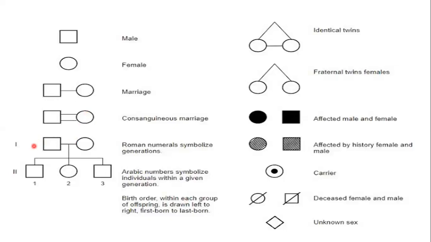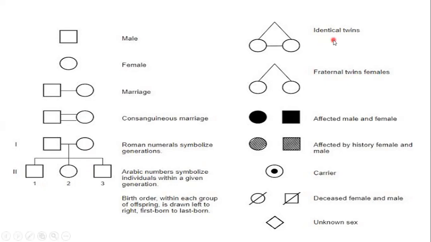Here is a small pedigree showing the parents in the first generation. From the marriage line of the parents, a vertical line is drawn downward. That vertical line is further connected with a sibship line. The sibship line shows the siblings or offspring of these parents in birth order. So here is the first son, second daughter, third son. These offspring are shown with Arabic numbers, while generations are represented with Roman numbers.